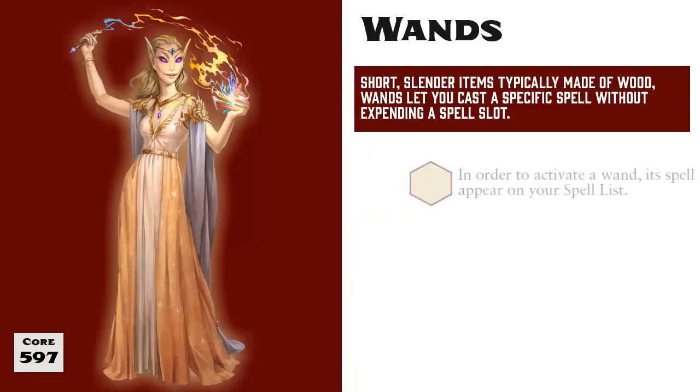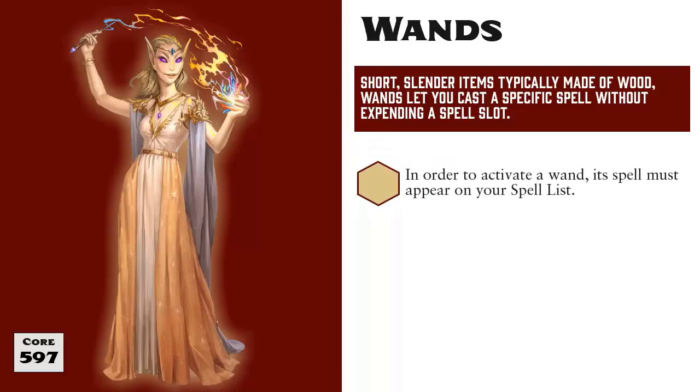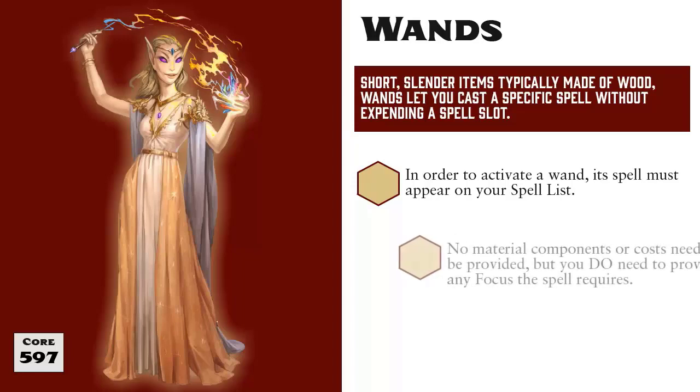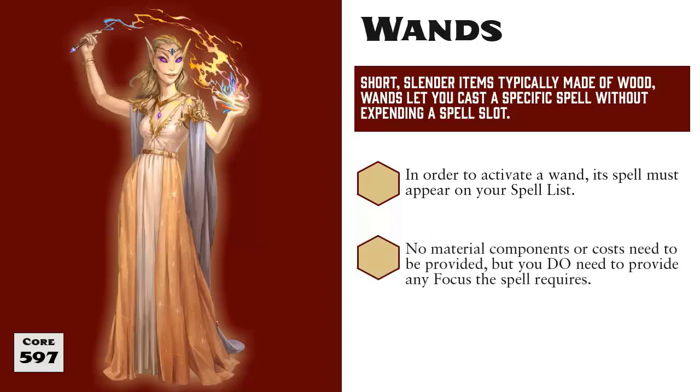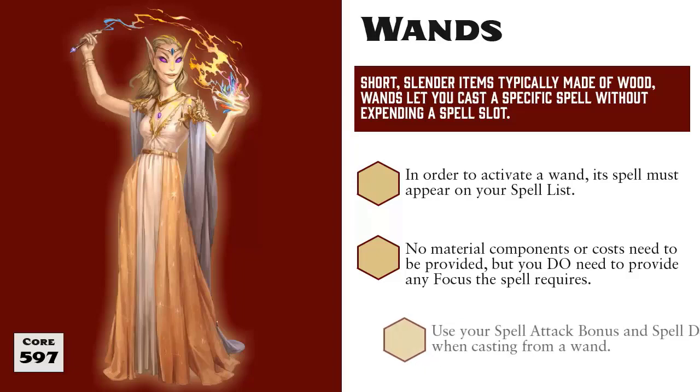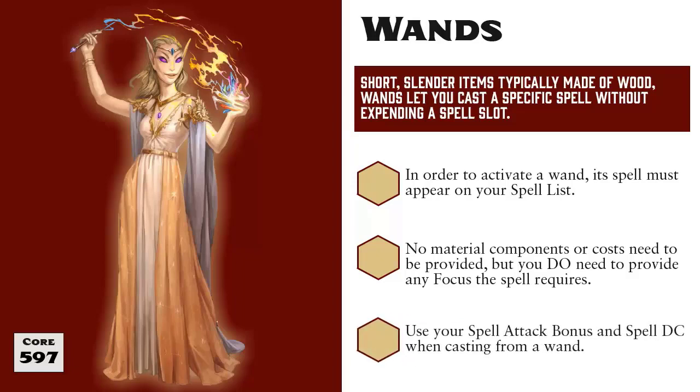To cast a spell with a wand, its spell must be on your spell list. As with scrolls, the spell's level does not matter. All that matters is that it is on your spell list. Casting a spell with a wand requires no material components or costs, but you must still provide any focus the spell requires, and when you cast using a wand, you use your spell attack bonus and your spell DC as usual. All of that is familiar territory.